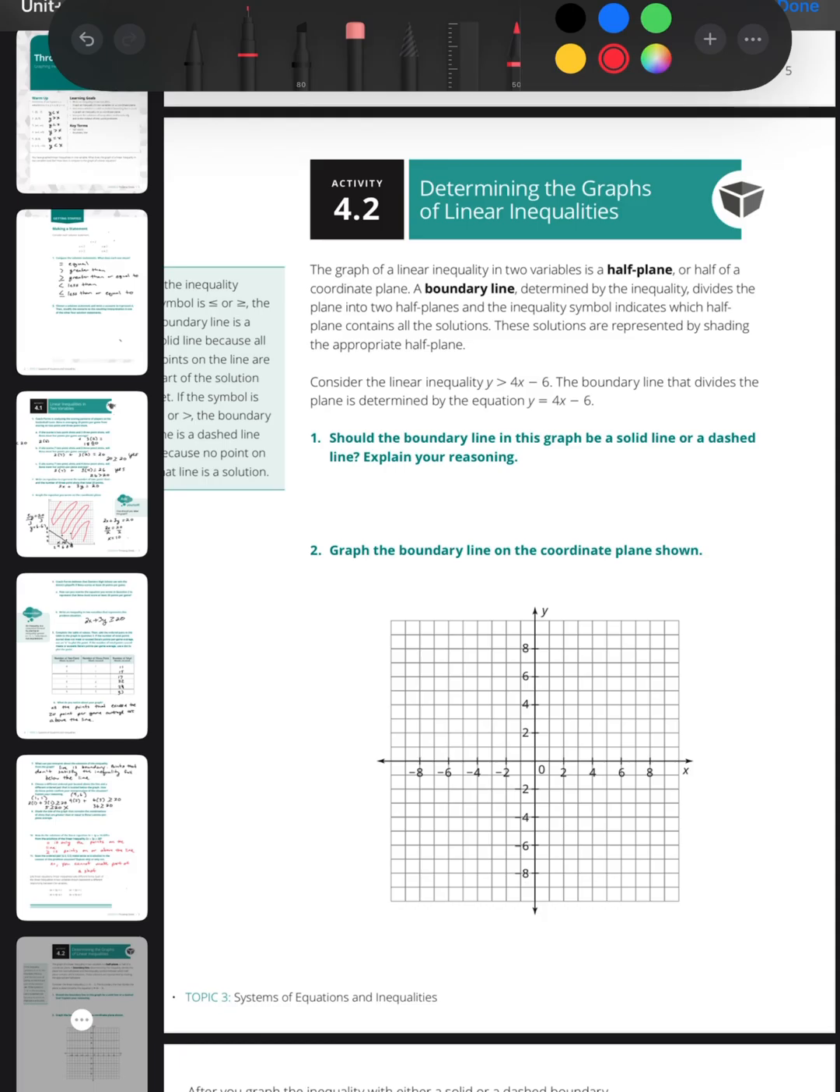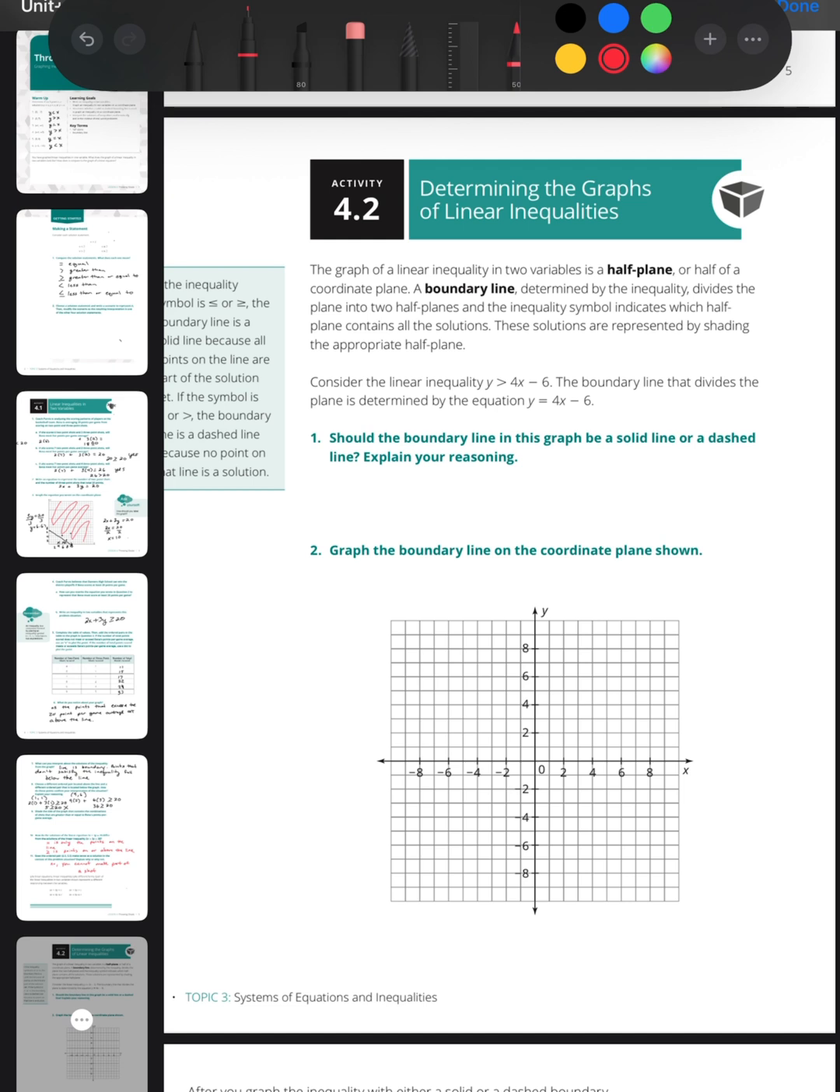Okay, so on to activity 4.2, determining the graphs of linear inequalities. The graph of a linear inequality in two variables is a half plane, or half of a coordinate plane. A boundary line determined by the inequality divides the plane into two half planes. The inequality symbol indicates which half plane contains the solution, so which side of the line contains the solution. These solutions are represented by shading the appropriate half plane. So greater than, we're going to shade above the line; less than, we're going to shade below the line.